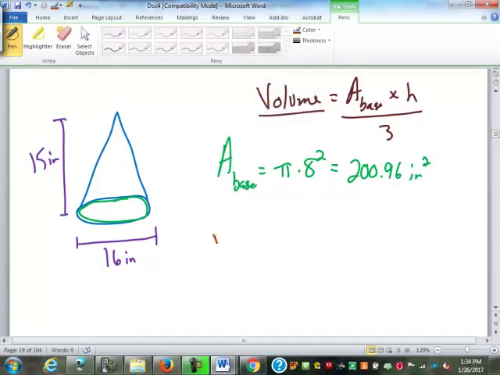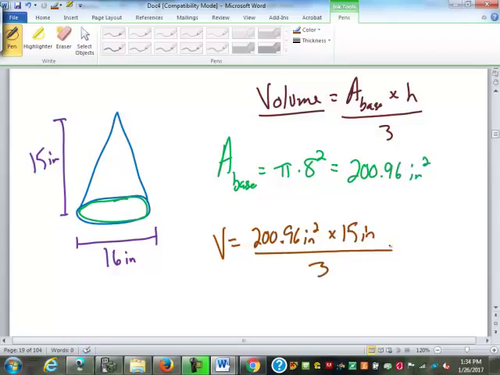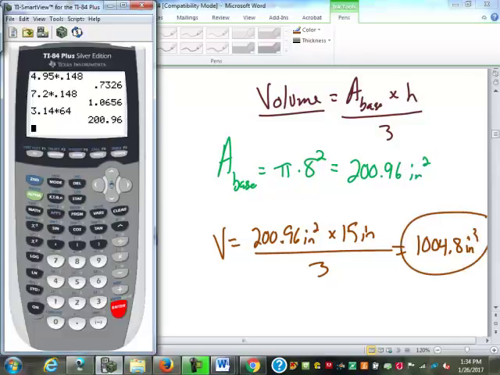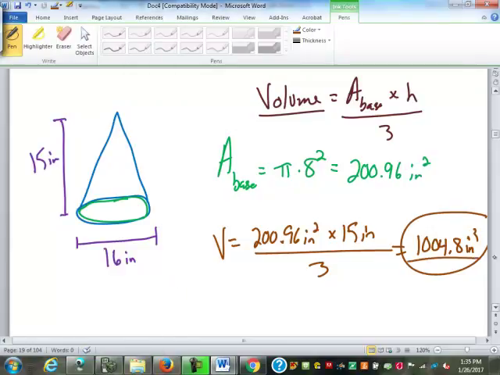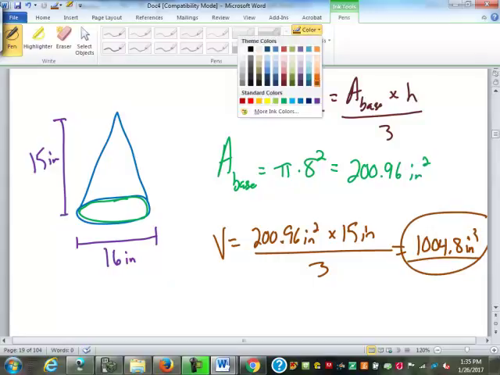Volume, 200.96 inches squared times the 15 inches of height divided by 3 gives us 1004.8, right? Inches cubed. Yep. 1004.8 inches cubed. That's our volume.